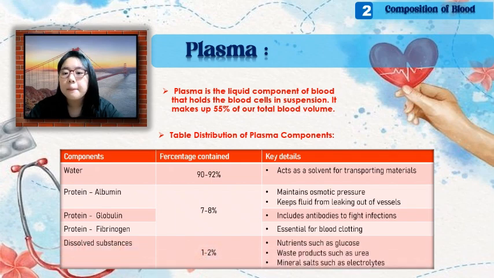Key details: maintains osmotic pressure, keeps fluids from leaking out of vessels, includes antibodies to fight infections, and is essential for blood clotting. Components: Dissolved substances. Percentage contained: 1 to 2%. Key details: nutrients such as glucose, waste products such as urea, mineral salts such as electrolytes.